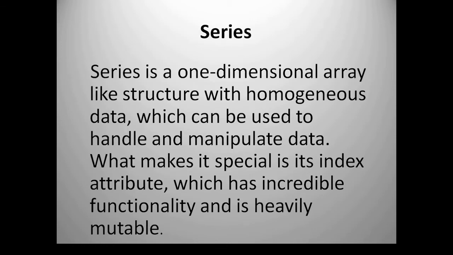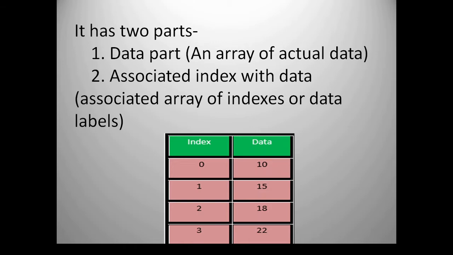First one is Series. Series is a one-dimensional array, as I already told you. It's a one-dimensional array-like structure with homogeneous data. That means it will be of same data type, which can be used to handle and manipulate the data. So you can use Series to handle this one-dimensional similar type of data. What makes it special is its index attribute. It has an attribute, the name of that attribute is index, which has incredible functionality, and it is heavily mutable. So this is one example of Series. Here you can see first is index and the second is the data. This is the actual data.